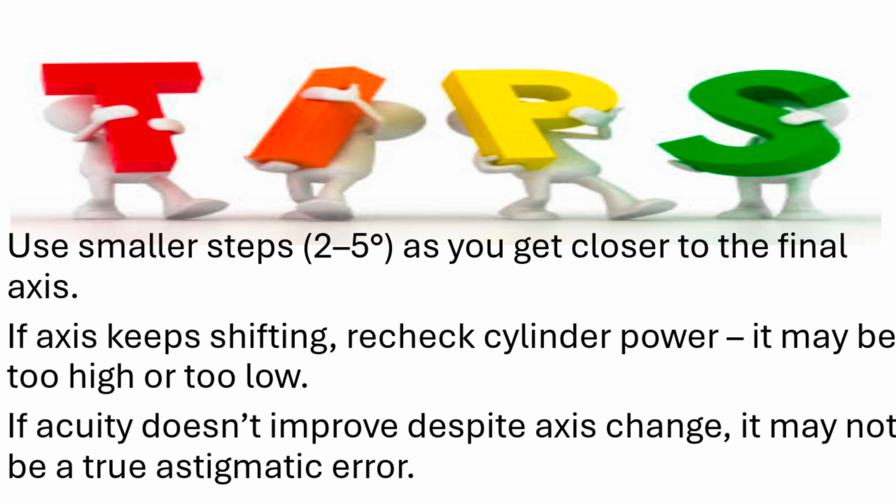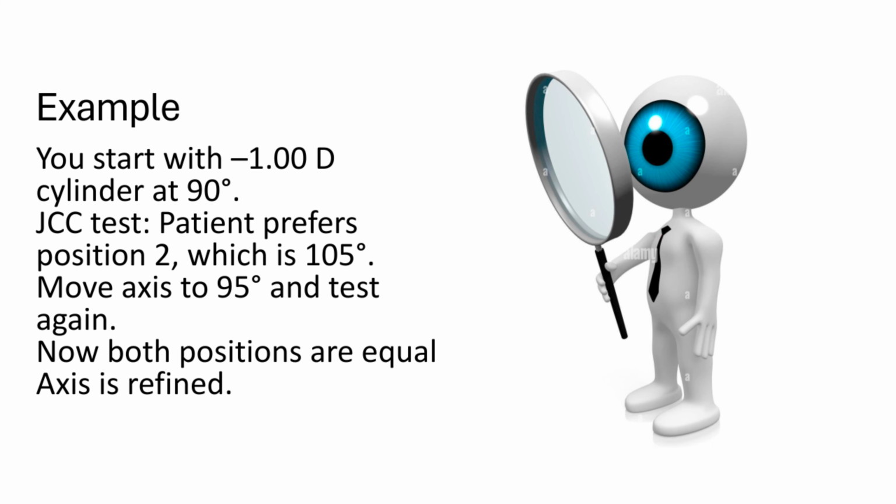Now you can see that example. You start with -1 the cylinder at 90 degree. The JCC test: the patient prefers position 2, which is 105 degree. Then we have to move axis to 95 degree and test again. Now both positions are equal. If patient says so, then the axis is refined.